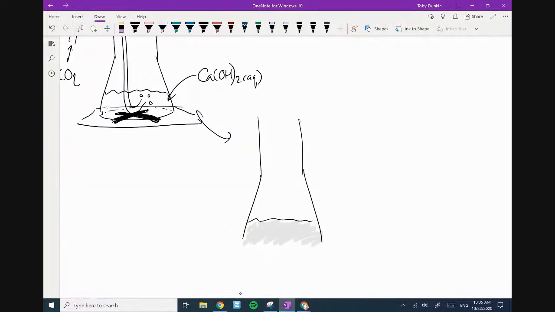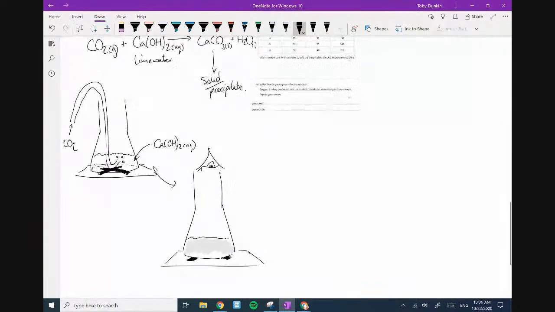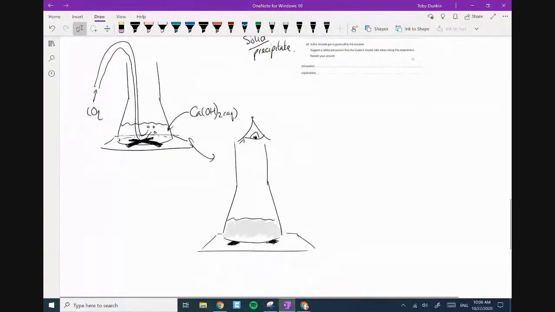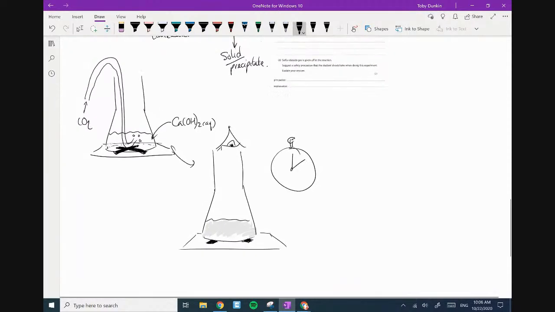As it becomes cloudy, eventually it's going to become opaque, and I'm going to stop being able to see the cross. And then I know when to stop the reaction. So I can watch this and time how long it takes for the cross to disappear.